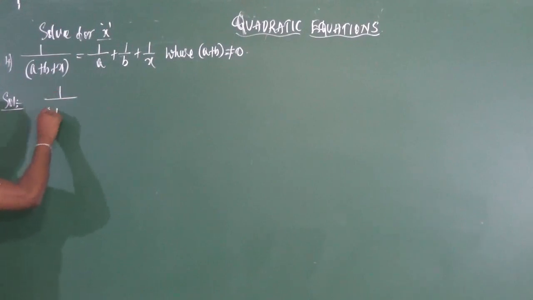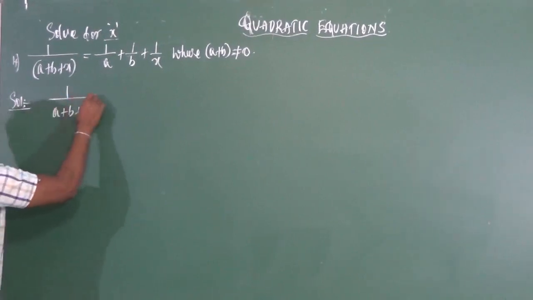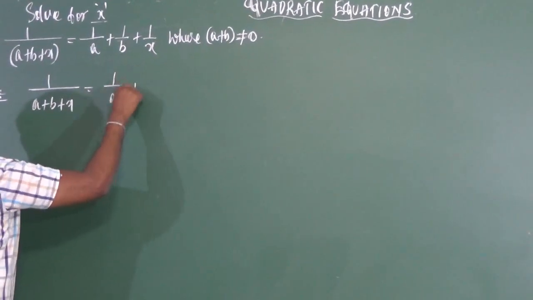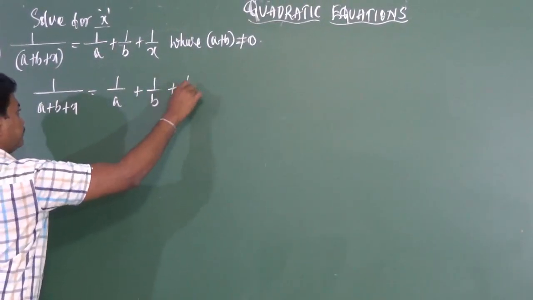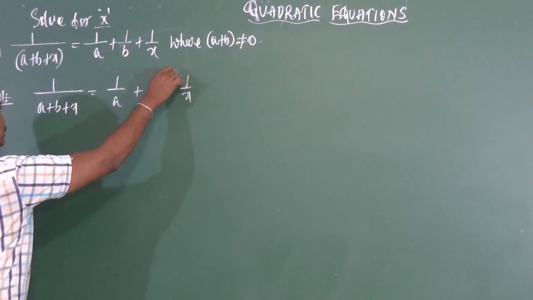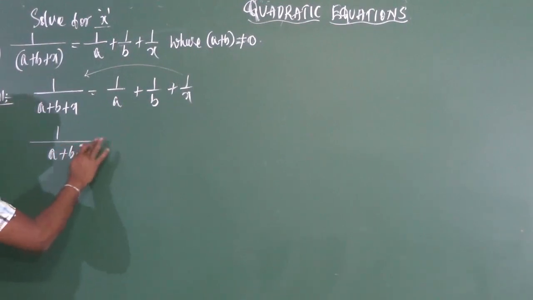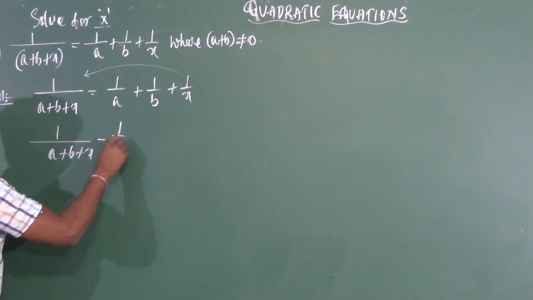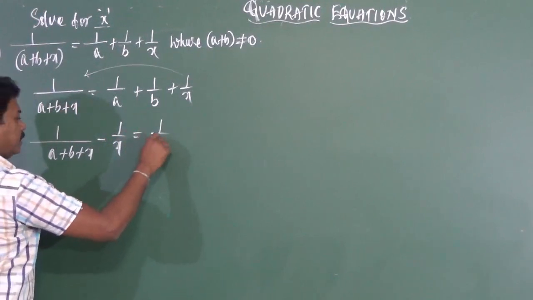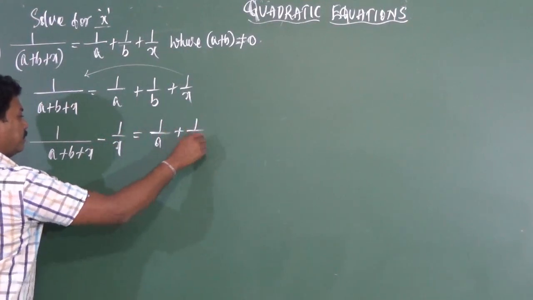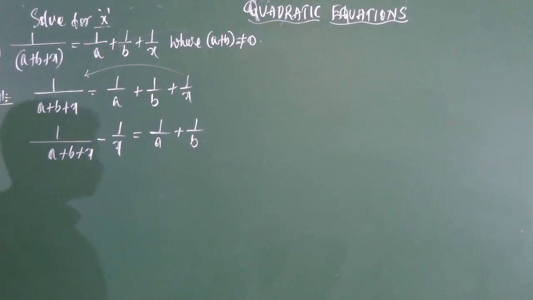So 1 by (a plus b plus x) is equal to 1 by a plus 1 by b plus 1 by x. Now transpose this 1 by x to the LHS, right? So it becomes 1 by (a plus b plus x) minus 1 by x is equal to 1 by a plus 1 by b. Is that clear? Yes, sir. Okay.